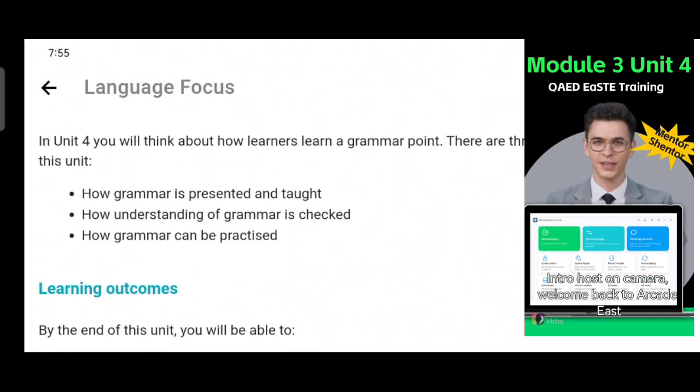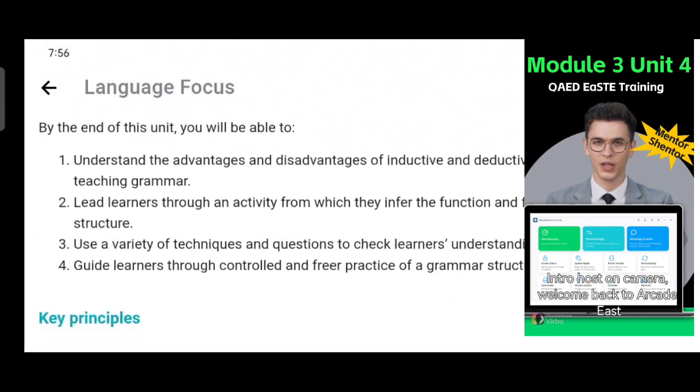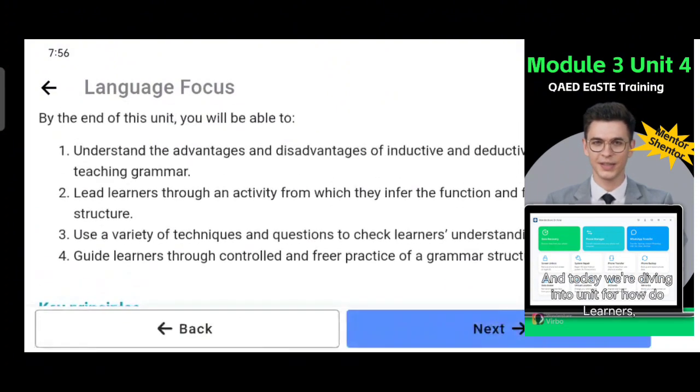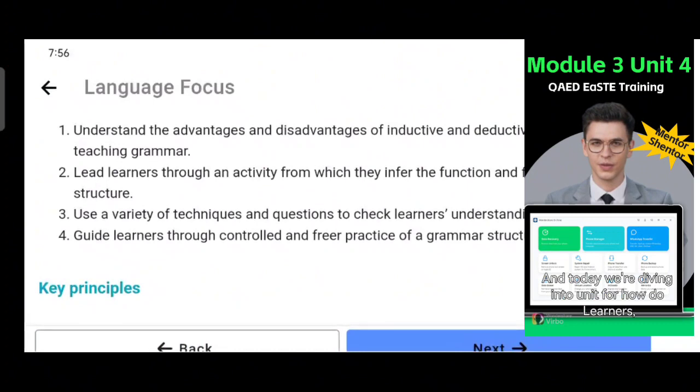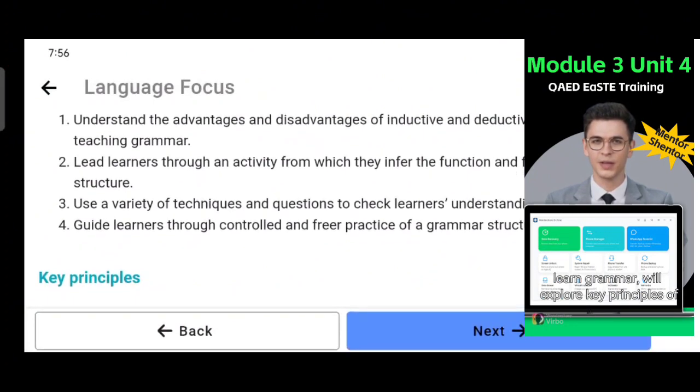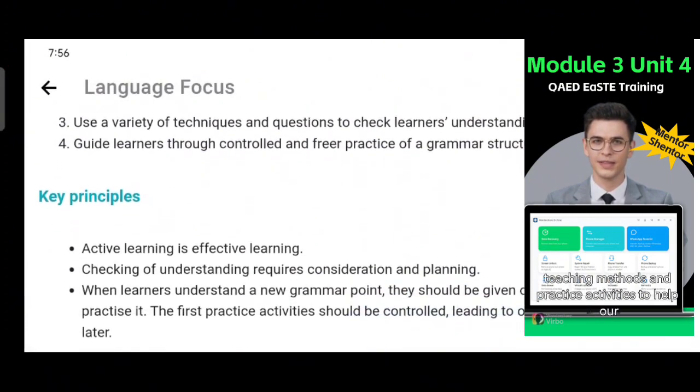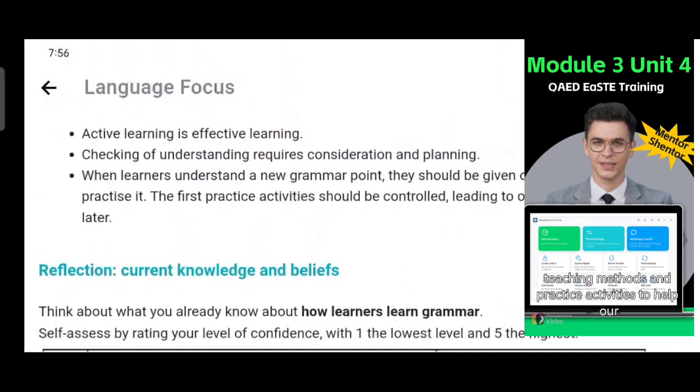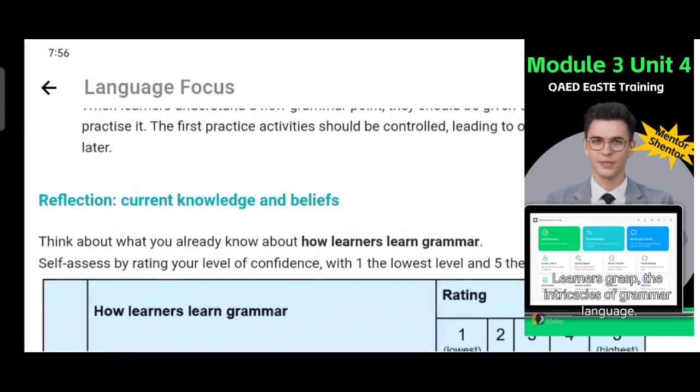Intro. Host on camera. Welcome back to our QAED EaSTE Training Module 3, and today we're diving into Unit 4. How do learners learn grammar? We'll explore key principles, teaching methods, and practice activities to help our learners grasp the intricacies of grammar.